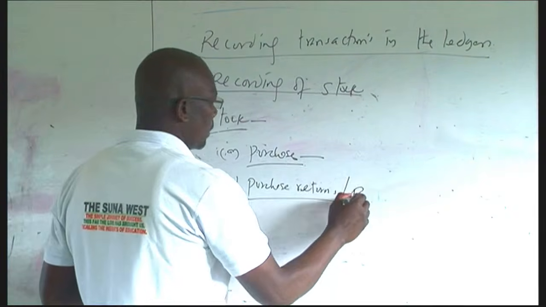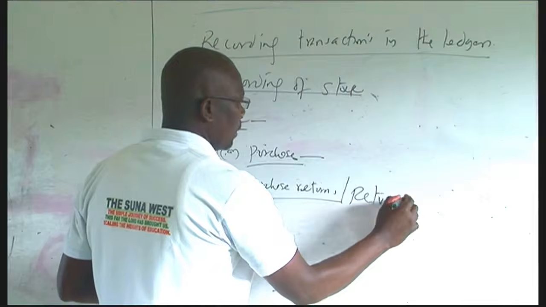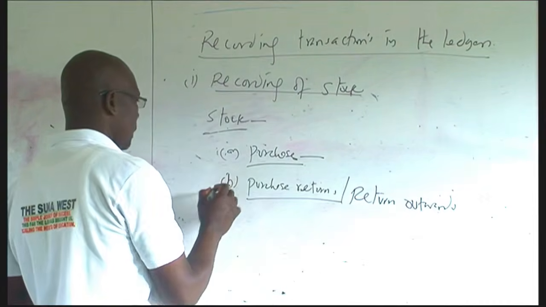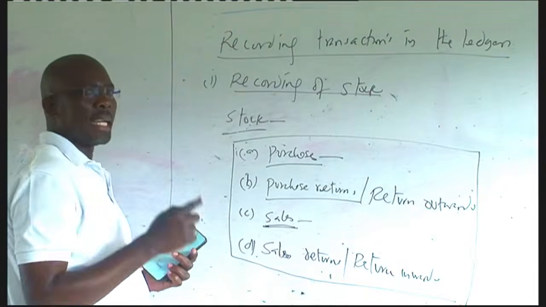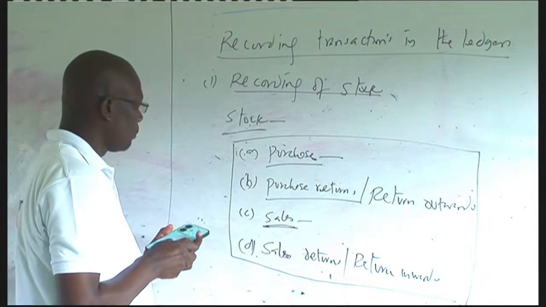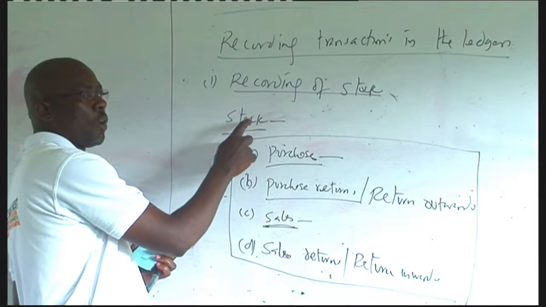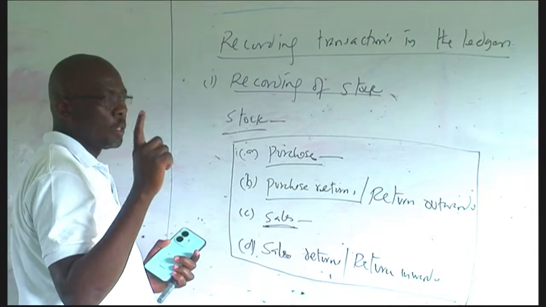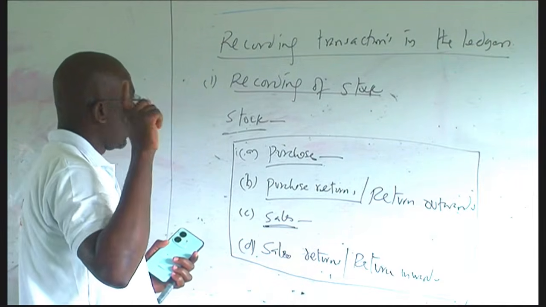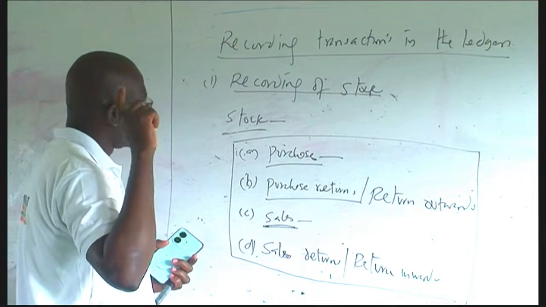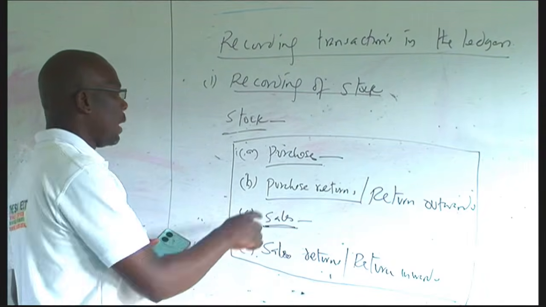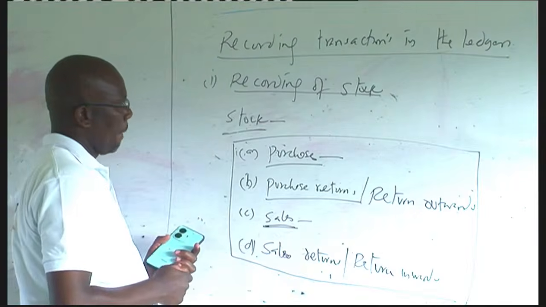Those are purchases return outwards. And stock is an asset. This stock here is an asset, and we said any transaction that increases an asset is debited, while a decrease is credited. Now let's start with purchases.